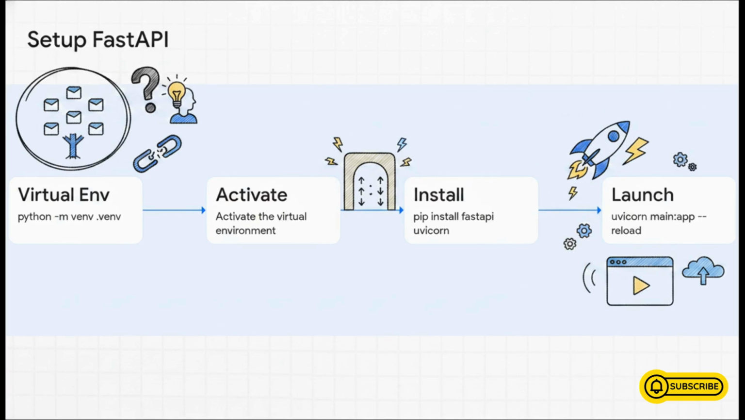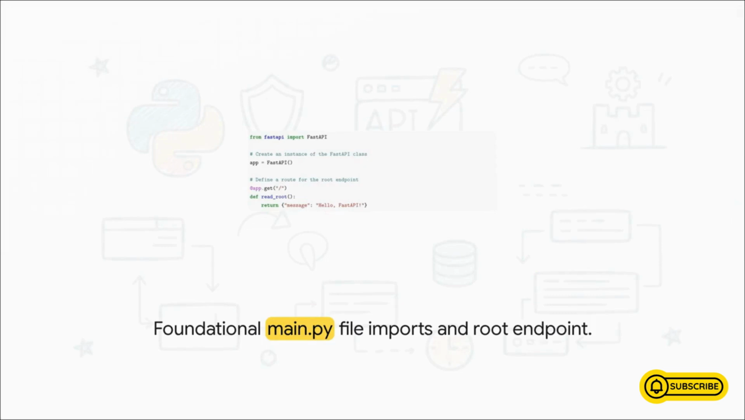Finally, we launch that server. Simple, right? Let's actually look at the code that goes into our main.py file to make this happen. I want to explain this line by line. First, we import FastAPI right from the fastapi module. Next, we initialize our application by calling FastAPI, and we just assign that to a variable called app.